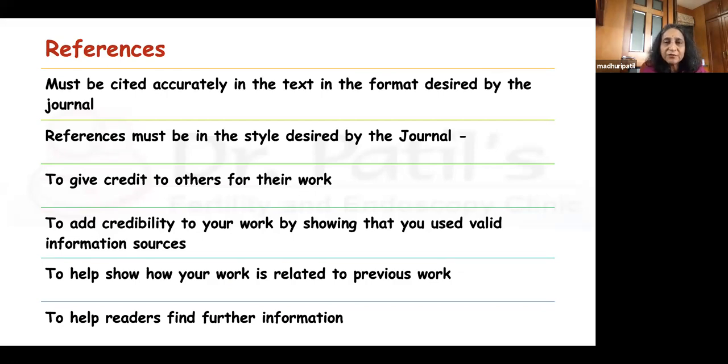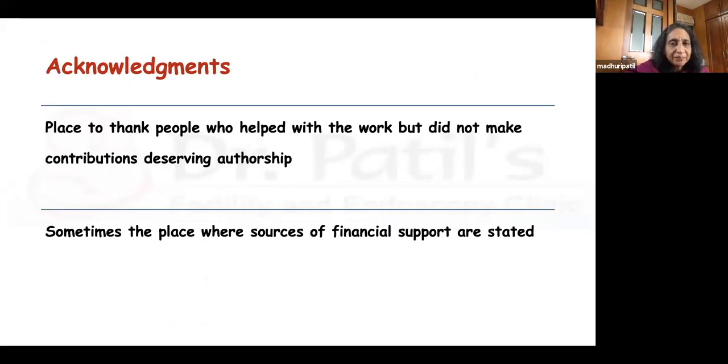Then you need to give credit to others for their work, to add credibility to your work by showing that you used valid information sources. It also helps to show how your work is related to previous work, and it helps readers find further information if they require it by going through the papers cited in your references. Acknowledgement again is also very important, because you have to thank the people who helped you with the work but did not make contributions deserving authorship, and sometimes the source of financial support also has to be stated there.